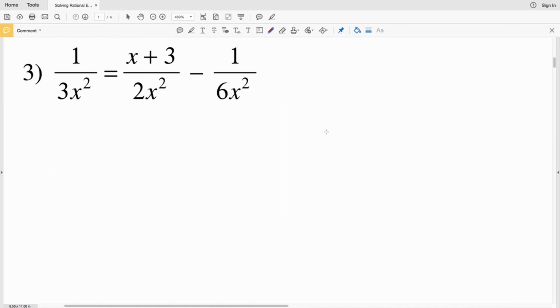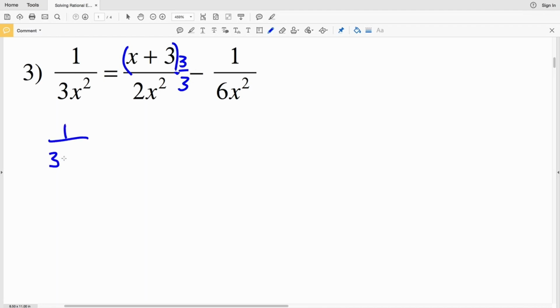In number 3, we have 1 over 3x squared equals x plus 3 over 2x squared minus 1 over 6x squared. Notice that none of the denominators are the same, but we're able to multiply 1 to any quantity and not change it. So let's multiply x plus 3 over 2x squared by 3 over 3. 3 over 3 is the same as 1, but watch what it's going to do to this fraction.